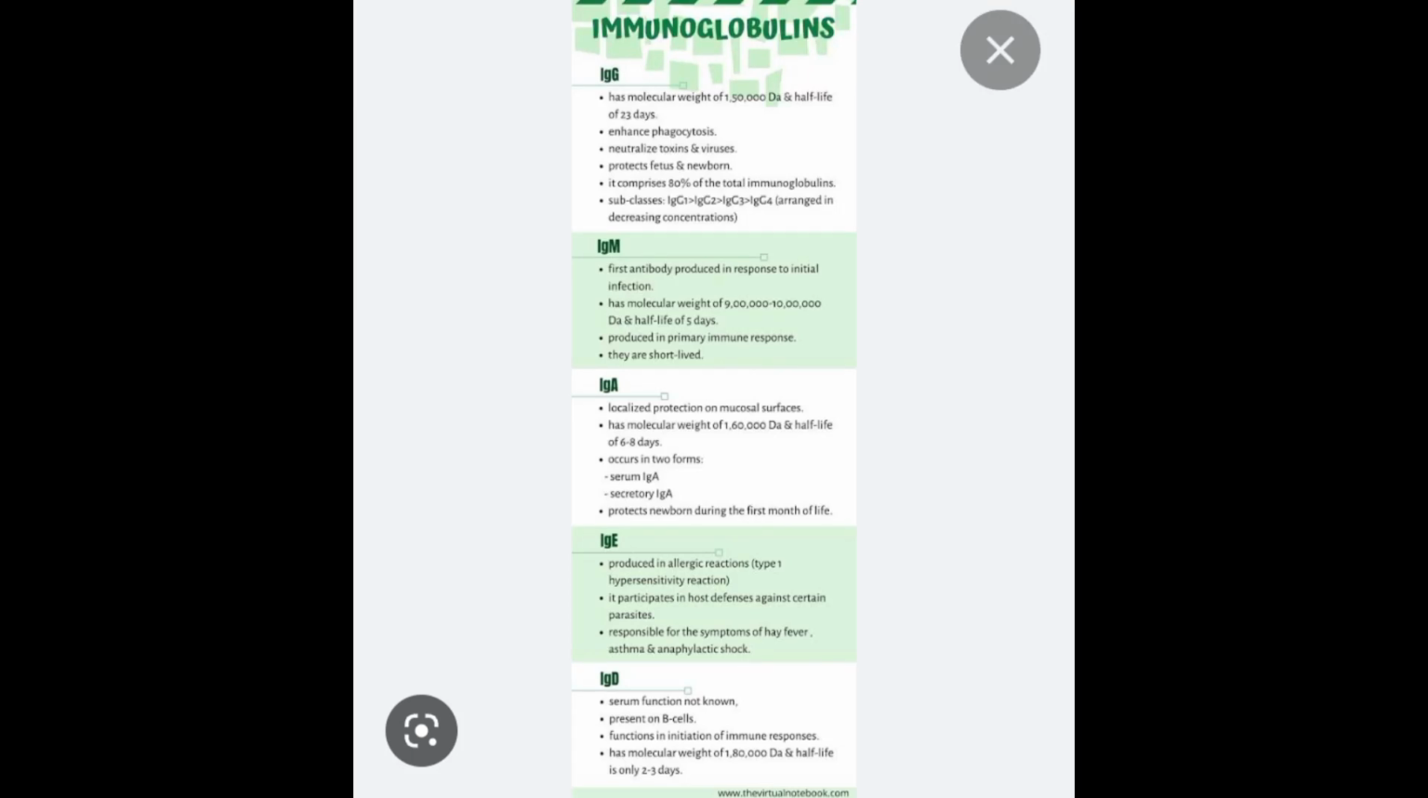Serum immunoglobulin and the significance in blood banking. Immunoglobulins are glycoprotein molecules that are produced by plasma cells in response to an antigen, and these function as antibodies. Basic structure of immunoglobulin: heavy and light chains.